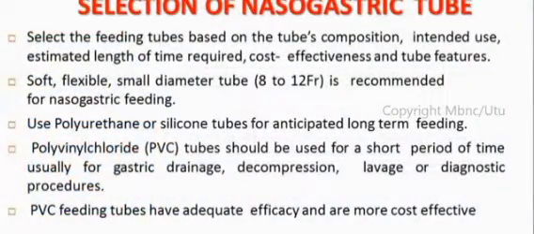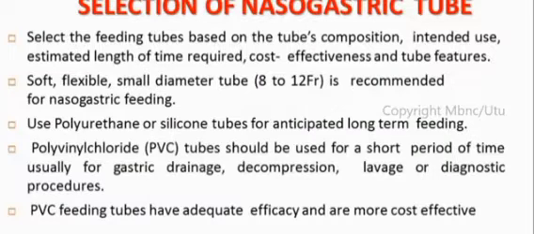Selection of nasogastric tube. Select the feeding tubes based on the tube's composition, intended use, estimated length of time required, cost effectiveness and tube features. A soft, flexible, small diameter tube that is 8 to 12 French is recommended for nasogastric feeding.